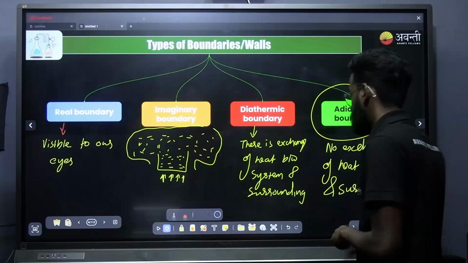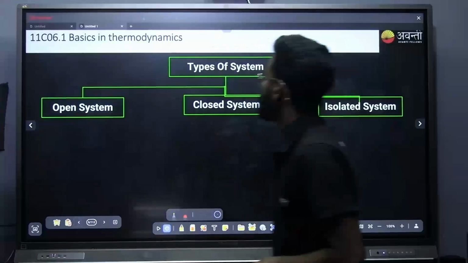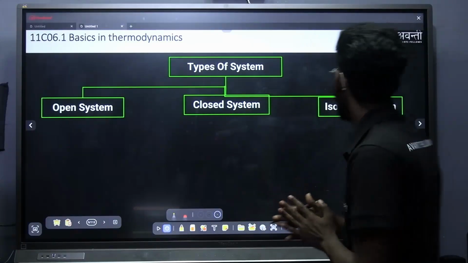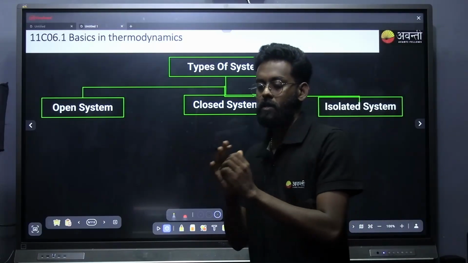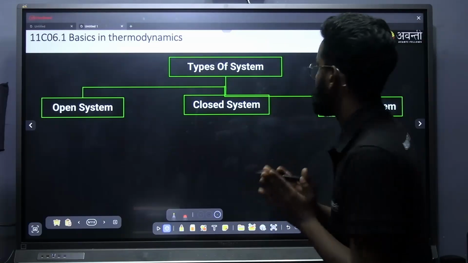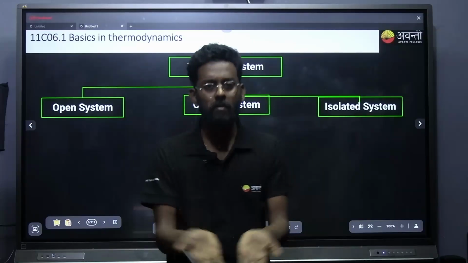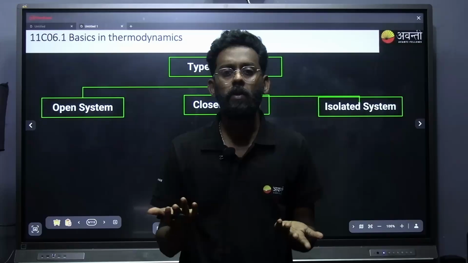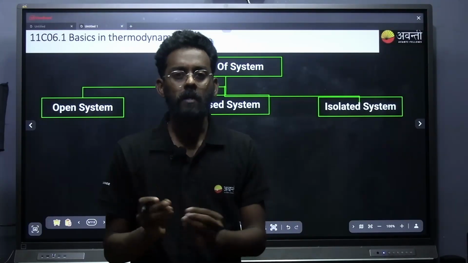Now we can move into another basic of thermodynamics, that is open system, closed system and isolated system. I am not going to write anything about it, I will just mention what is a closed system, what is an open system and what is an isolated system. Open system means, just take a vessel of water which is kept open.